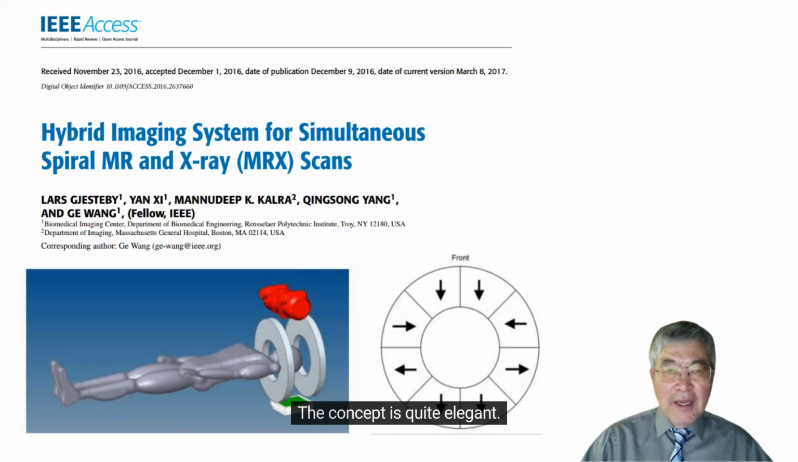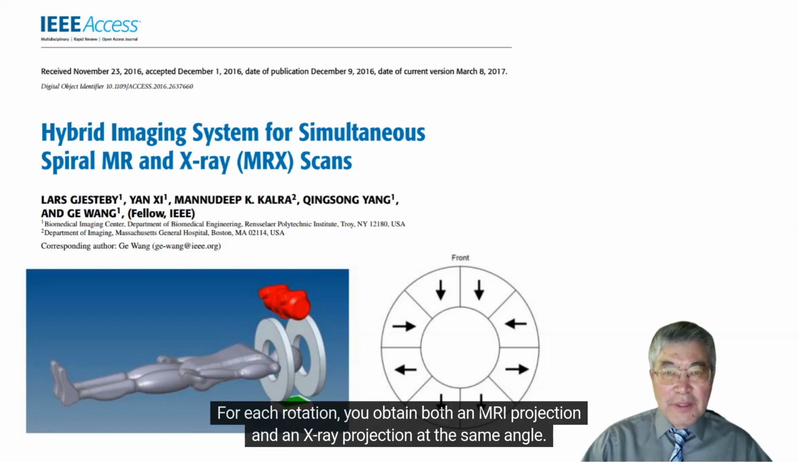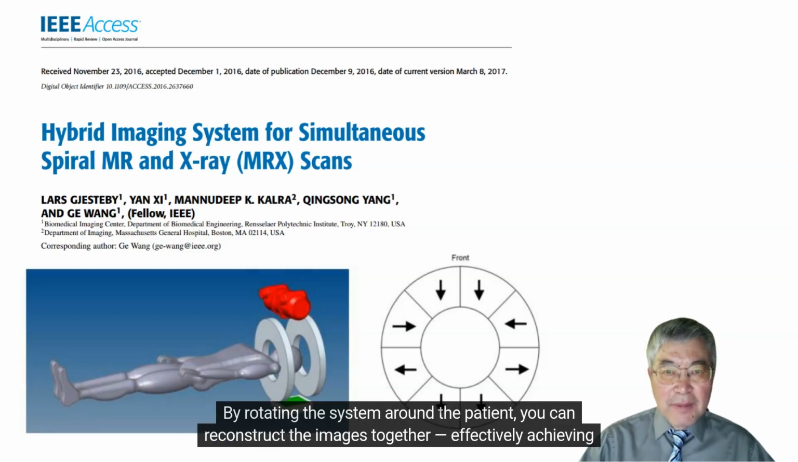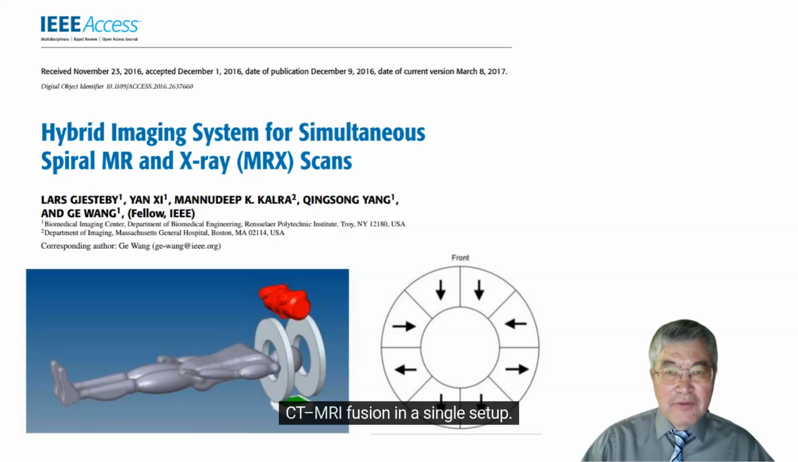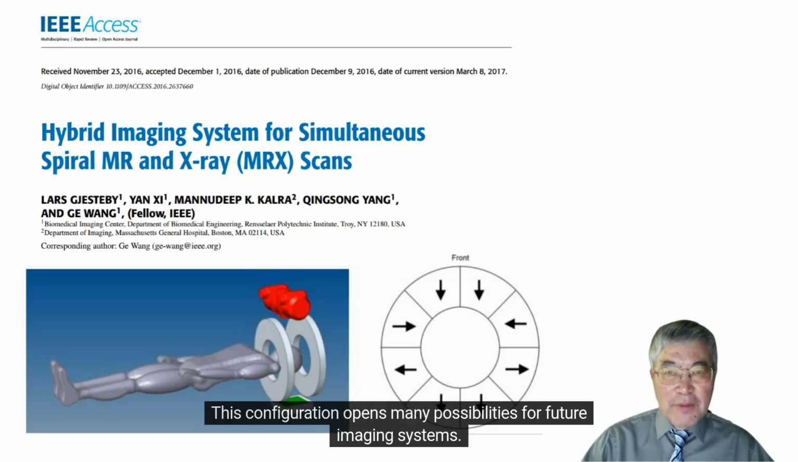The concept is quite elegant. For each rotation, you obtain both an MRI projection and an X-ray projection at the same angle. By rotating the system around the patient, you can reconstruct the images together, effectively achieving CT-MRI fusion in a single setup. This configuration opens many possibilities for future imaging systems.